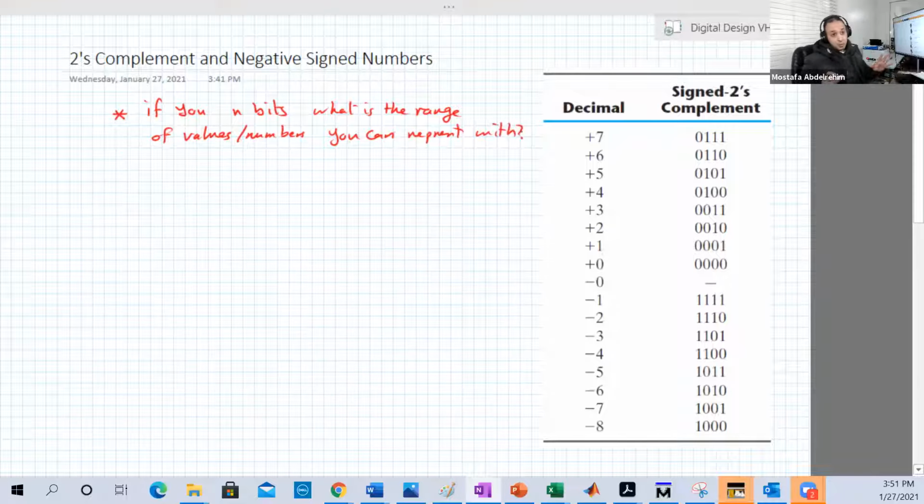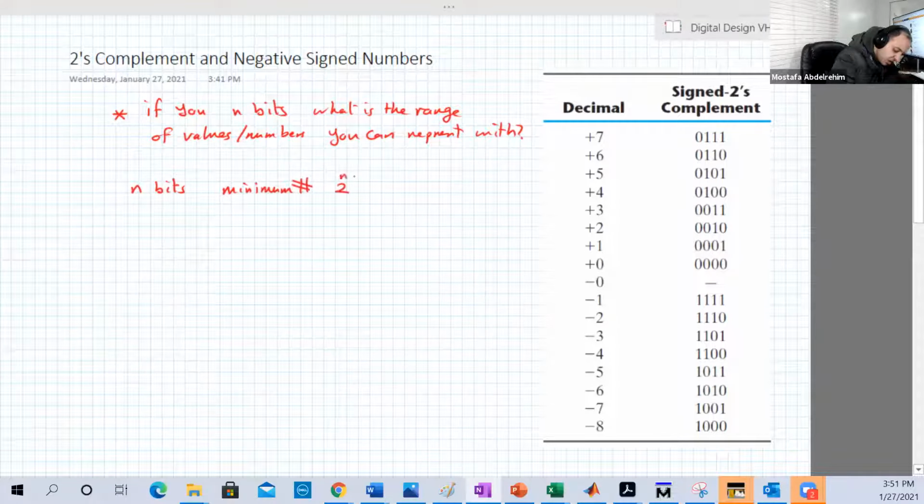Okay, and now we have positive and negative numbers. They are signed numbers. That's why we are using 2's complement. And the rule is simple. For n bits, the minimum number is minus 2 to the n minus 1, and the maximum number is 2 to the n minus 1, minus 1.